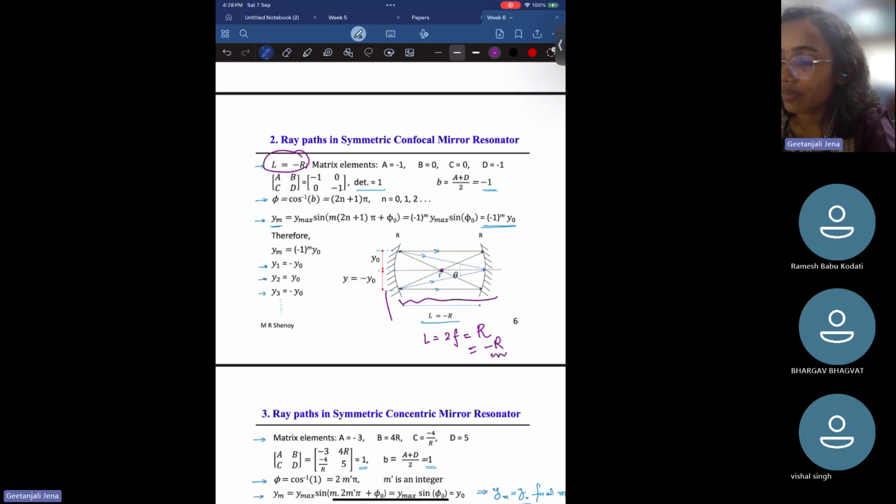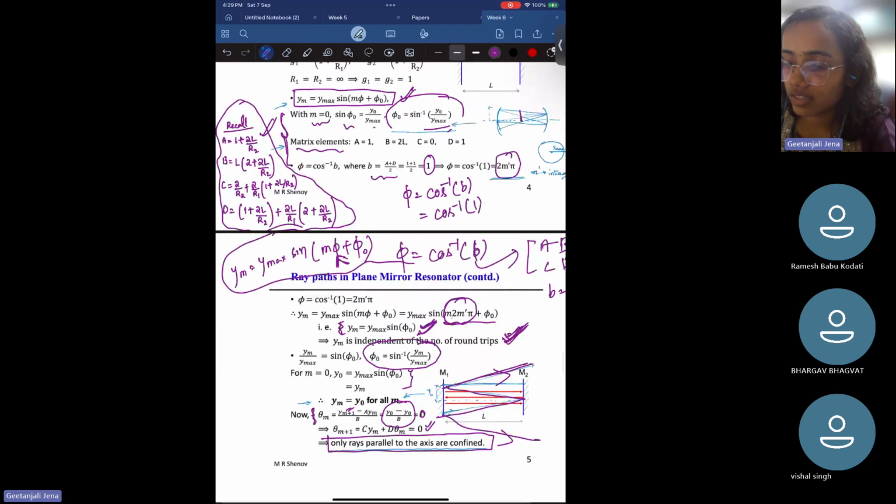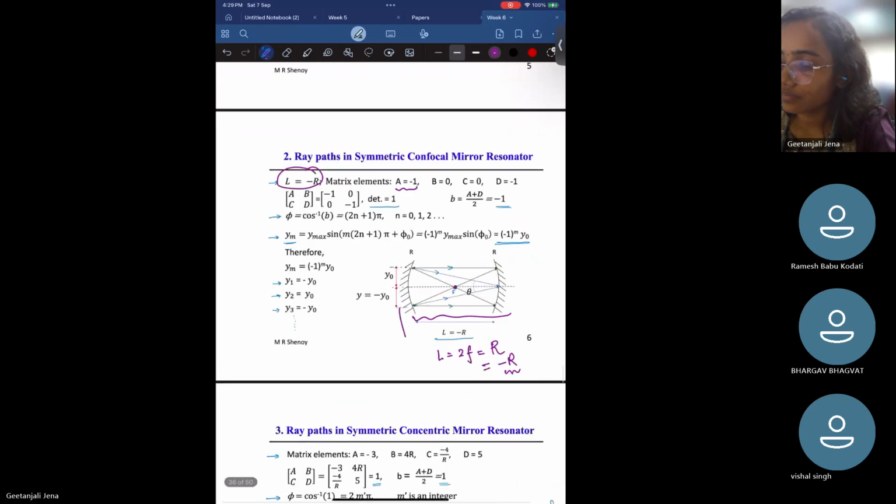For the matrix, first we have to calculate the value of b, that is, the values of A and D. The value of A we can easily get, it is minus 1. Please use this relation to find the values of A, B, C, D. The value of A we got is minus 1, the B value is 0, the C value is also 0, and the D value is minus 1. So A and D are both minus 1, and so b is minus 2 divided by 2, which is minus 1. And we got the value of b.